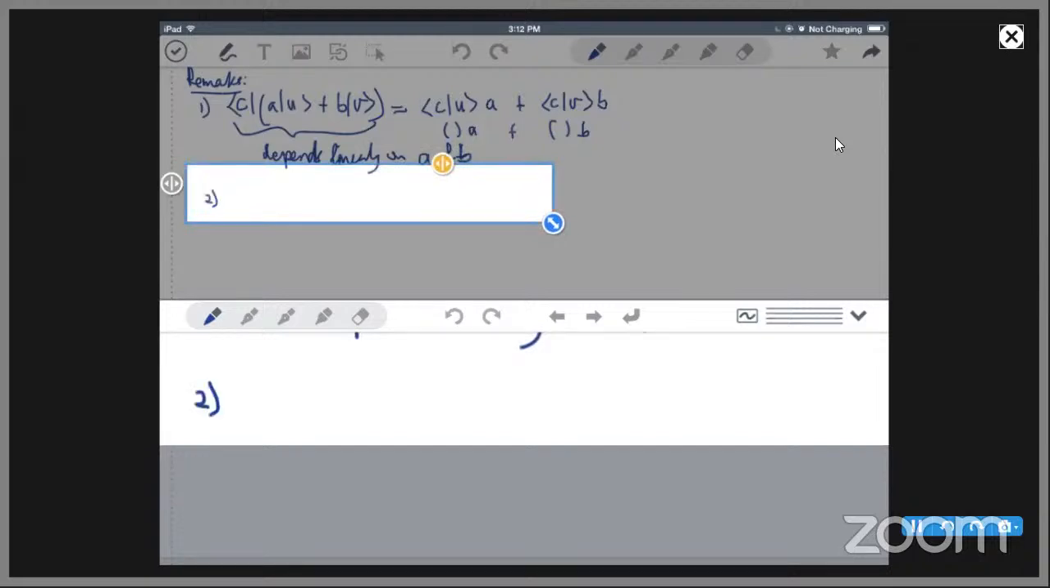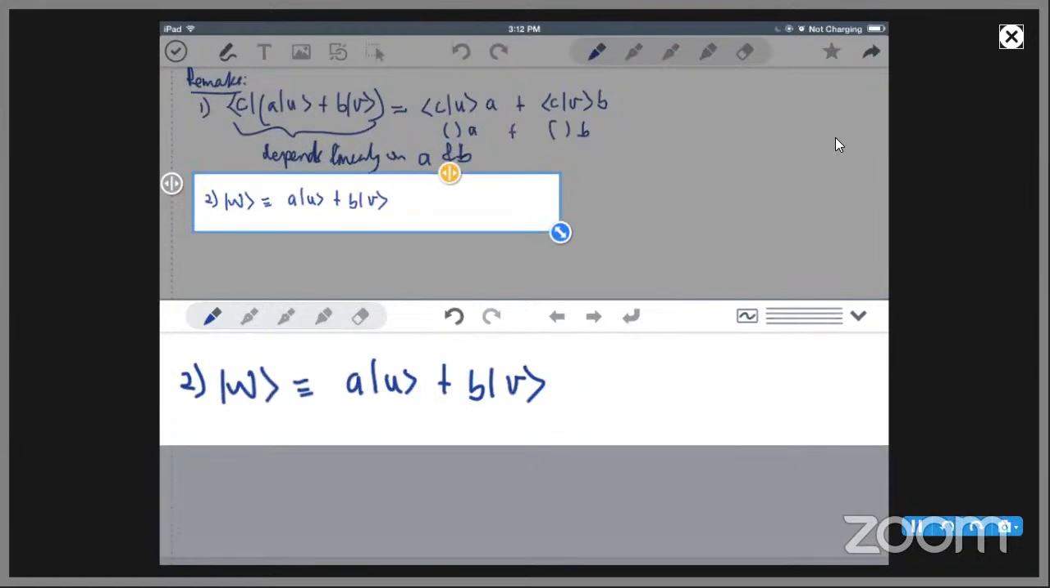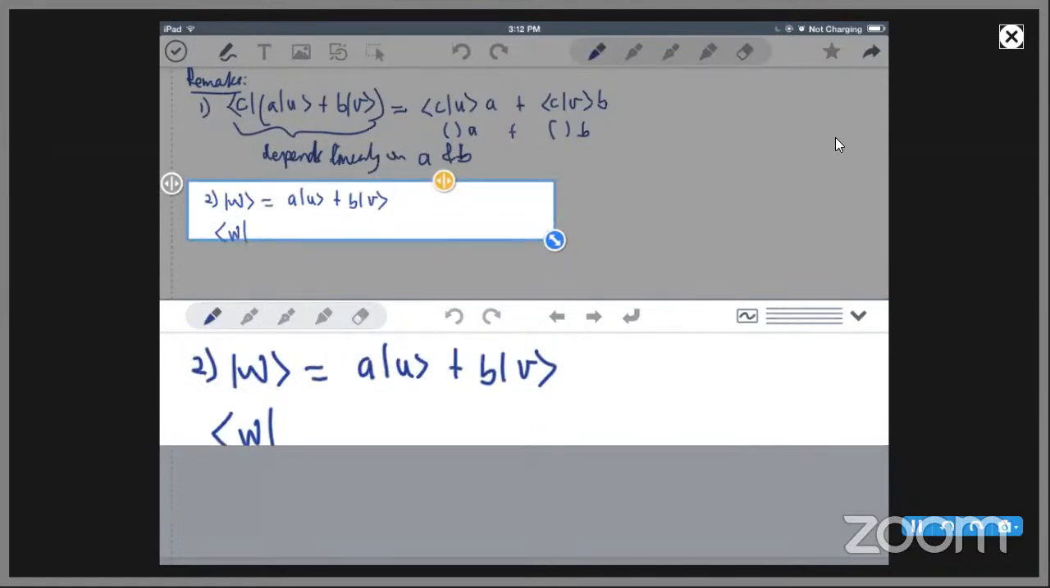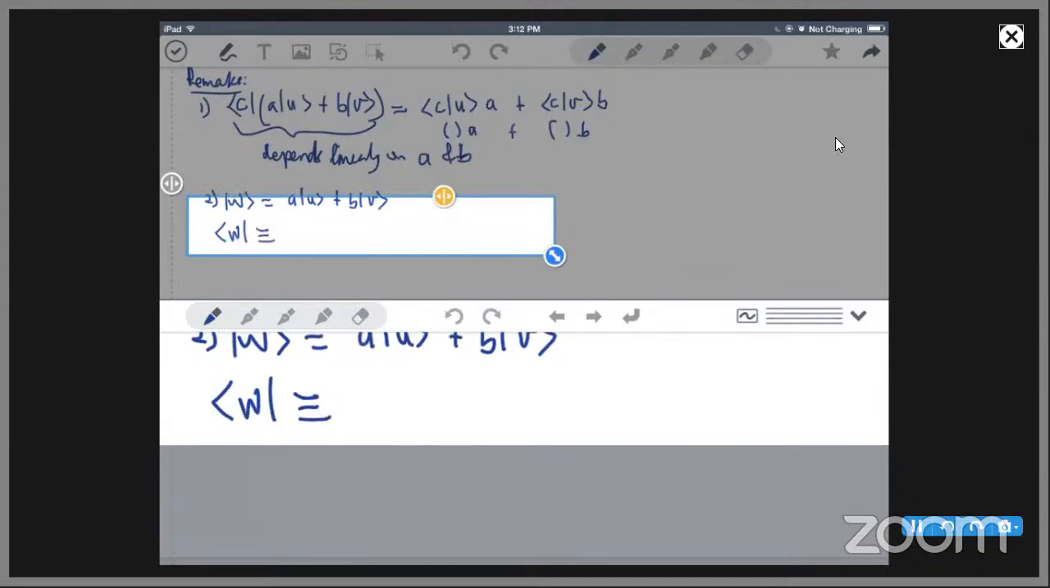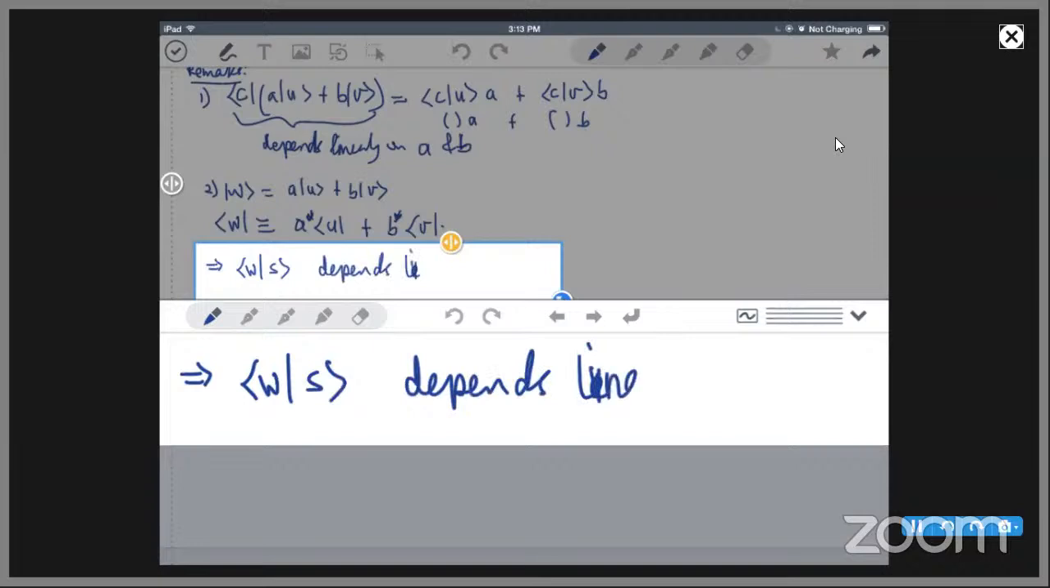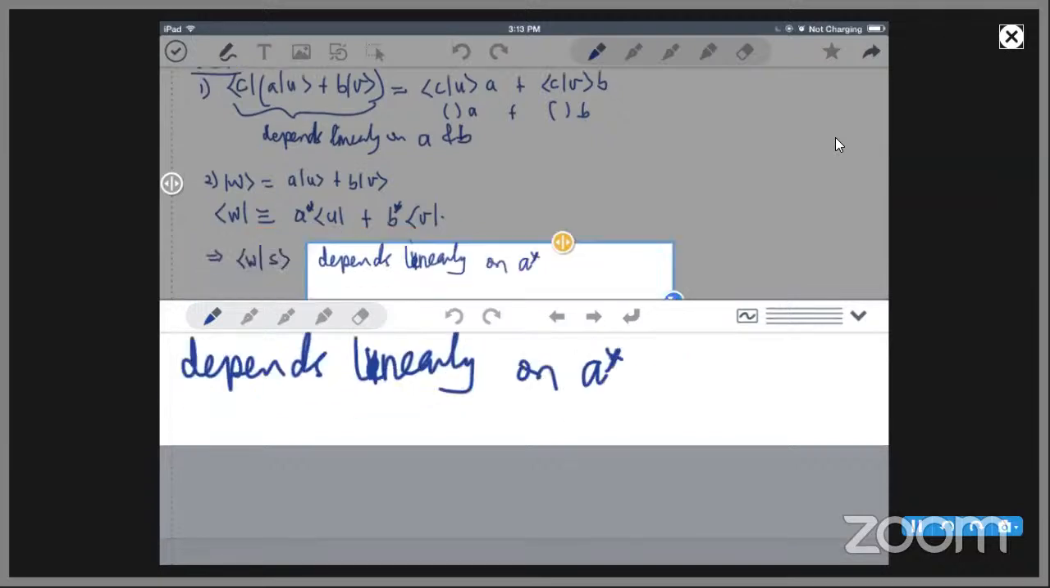So let's define a vector W as aU plus bV. Oh no, let's say W is A like this. Then the dual of W we define as a star times U plus b star times V. And then you find that this dual times any vector, let's call it S, depends linearly on a star and b star.